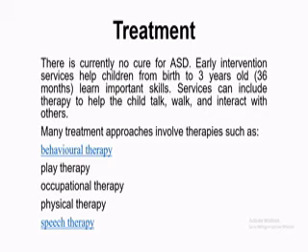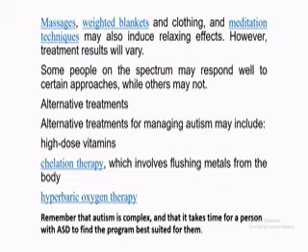Treatment. There is currently no cure for ASD. Early intervention services help children from birth to 3 years old, 36 months, learn important skills. Services can include therapy to help the child talk, walk, and interact with others. Many treatment approaches involve therapies such as behavioral therapy, play therapy, occupational therapy, physical therapy, speech therapy, massages, weighted blankets and clothing, and meditation techniques may also induce relaxing effects.